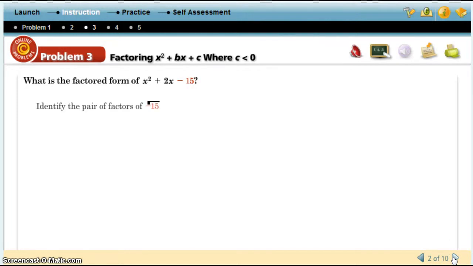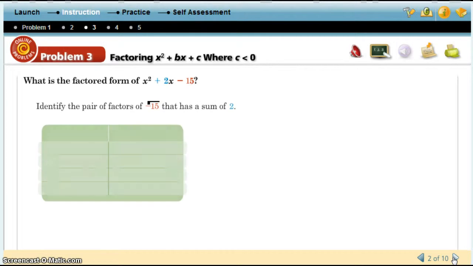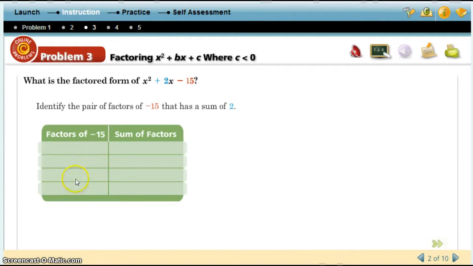Identify the pair of factors of negative 15 that has a sum of 2. Use a table to organize the factor pairs. All right, so we're going to list all the factors of negative 15 here and add those factors to get their sum. The pairs of factors of negative 15 are 1 and negative 15, negative 1 and 15, 3 and negative 5, and negative 3 and 5.